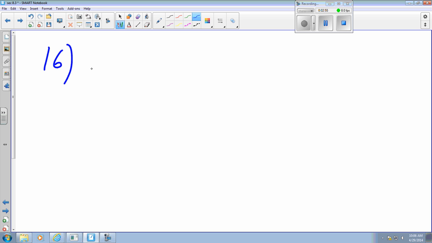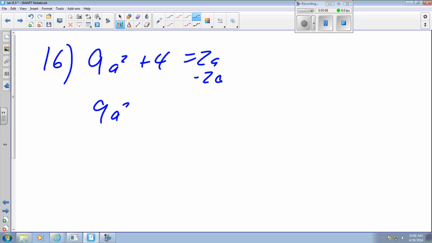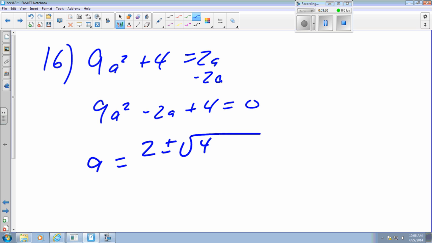the equation they give us is 9a squared plus 4 equals 2a. First thing we got to do is get everything on one side, so I'm going to subtract 2a, which gives me 9a squared minus 2a plus 4 equals 0. Plugging into the quadratic formula, I get a equals negative 2 plus or minus the square root. B squared would be 4, because negative 2 squared is positive 4, minus the 4 times the 9 times the 4, all over 2 times 9.